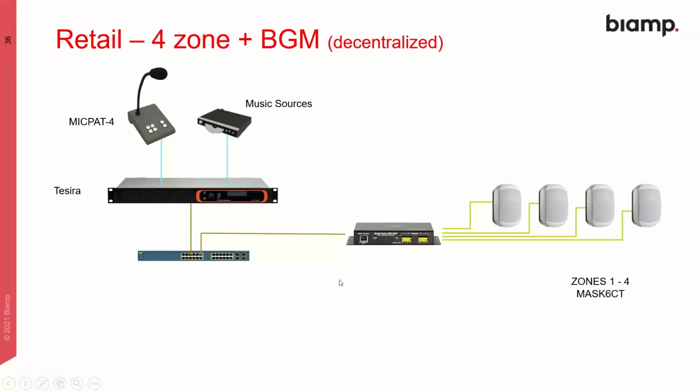We also have a decentralized version of this, so very, very similar front end, but in this case, you only have the Tessera in the rack with maybe the network switch, and then you have a network cable going off to one of the amplifiers, a Tessera AVB amplifier, to power the 4 speakers in the 4 zones. That's just an example, of course, but we could obviously scale that up if necessary.